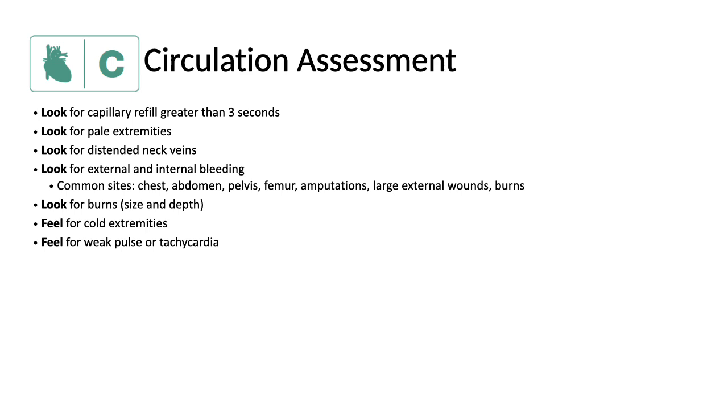You would like to determine if there is feature of hypoperfusion and shock. Look for capillary refill if it is more than 3 seconds. Look for pale extremity, which can indicate severe vasoconstriction. Look for distended neck vein, because this can happen with obstructive shock and tension pneumothorax or cardiac tamponade. Look for external and internal bleeding, common site for bleeding. Chest, so you look for hemothorax, and abdomen, pelvis, in the thigh, the site of amputation, large external wound, and burn. Look for burns, the size and depths.